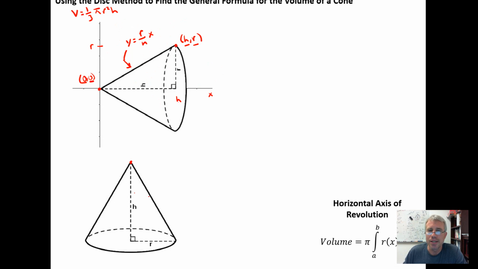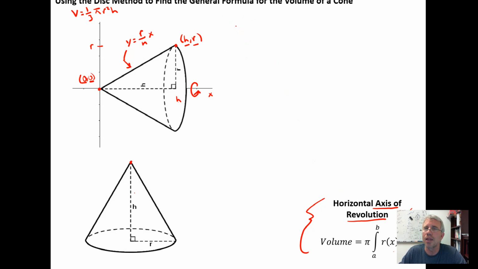So what I want to recognize is that to generate the cone that I have here, all I need to do is take this line and rotate it around the x-axis, and then the cone will be the volume of revolution I get when I revolve this line, y equals r over h x, around the x-axis. So to get the volume of that cone, I just need to remember how to do a volume using the disk method and a horizontal axis of revolution. The formula is here for your convenience. I'm just going to step through it.